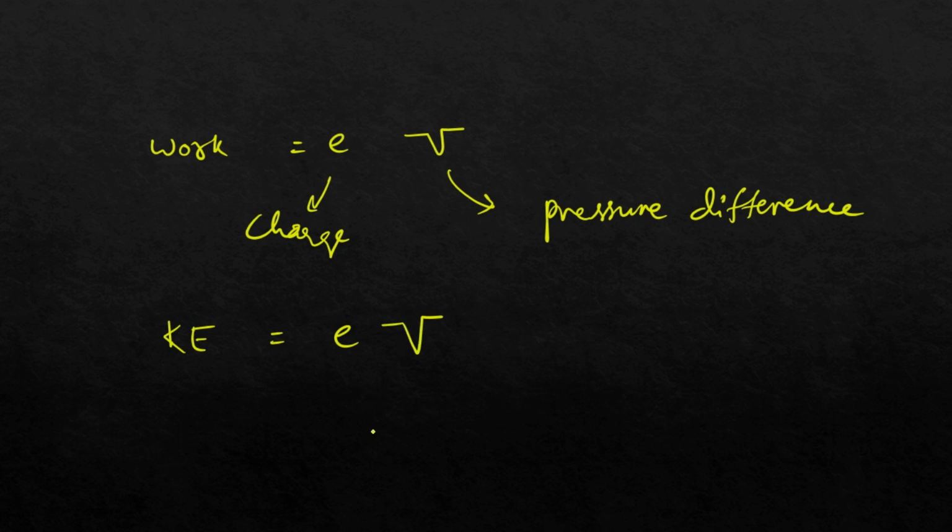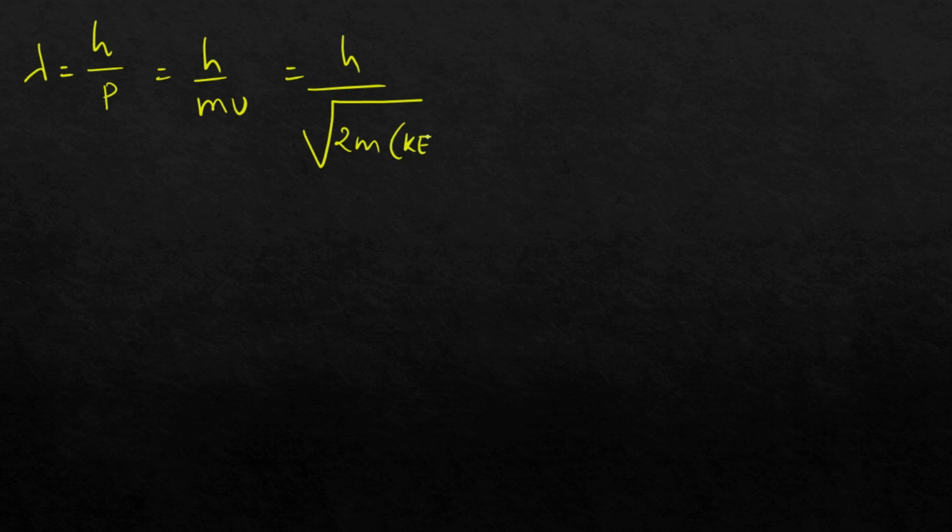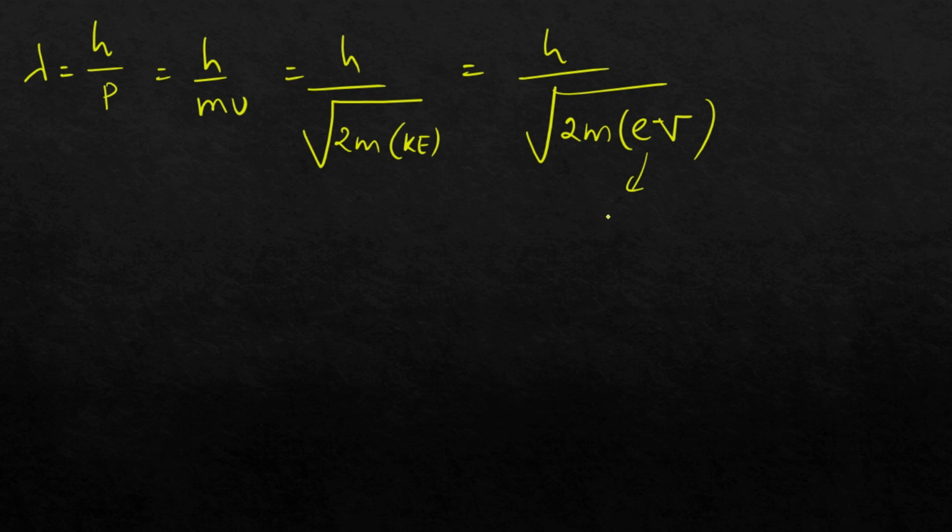Now, if we apply KE in de Broglie wavelength equation, as we discussed in the last slide, h by p will be equal to lambda, h by mv equal to lambda, and h by square root of 2m KE will be equal to wavelength, and here I am applying KE in terms of electrical energy, like eV. So e is the charge of electron, V is the potential difference.